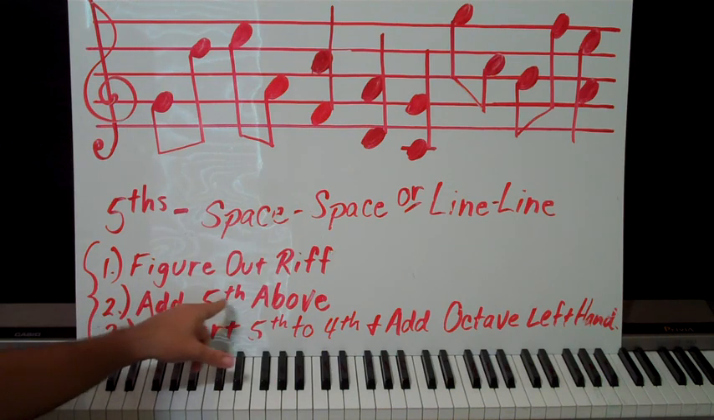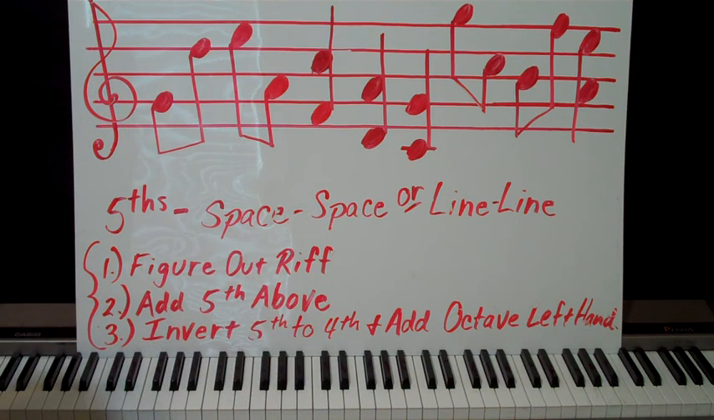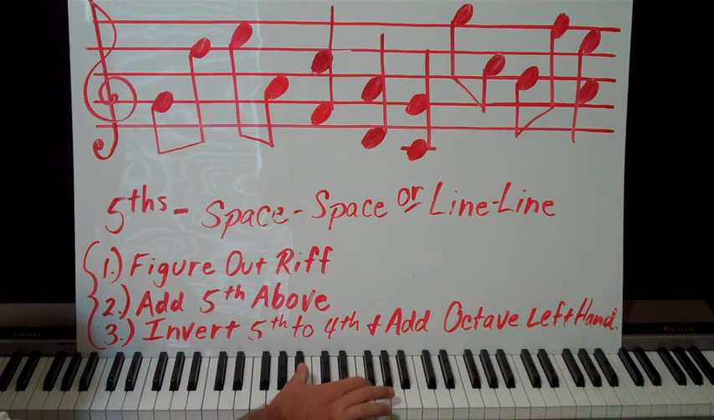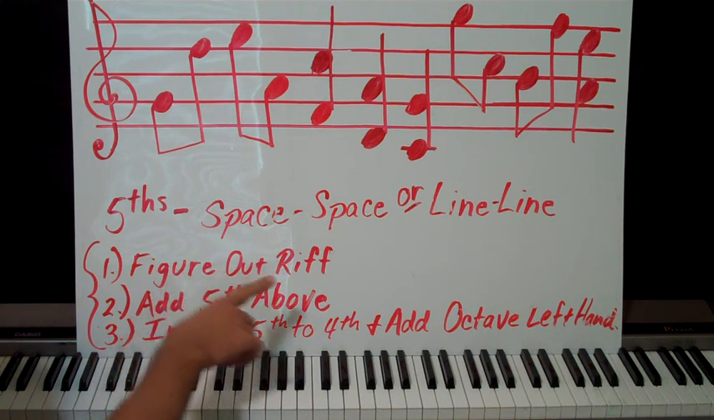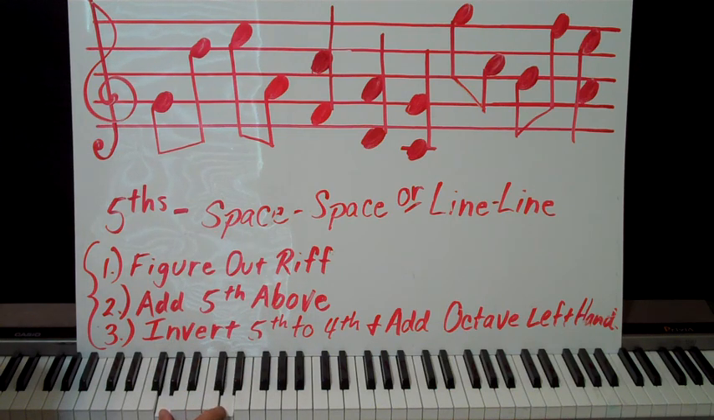The next thing, we're going to add a fifth above the riff. Okay? So I'm going to play the same thing I just played, but add a fifth above. So if I start with G, then D is going to be the fifth above, and then B flat, F is going to be the fifth above, and then G will be the fifth above. I can do it down here. Black note there. So I figured out the riff, and then I did a fifth above, okay? And when you play guitar, it's called a power chord, but that's what we're doing on piano, is adding a fifth. Okay, so that's the second step.